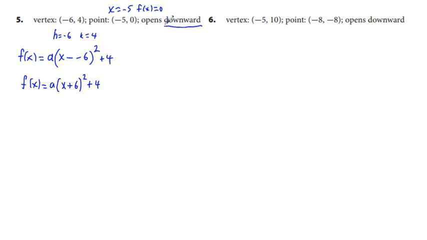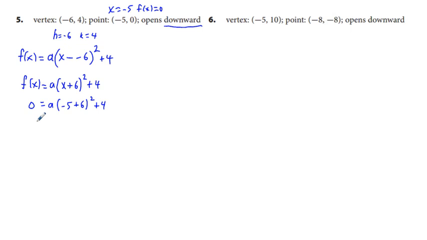So we go plug in 0 for f of x. 0 equals a times quantity x is -5, so put -5 plus 6 squared plus 4 on the outside. Now we can just set about solving here.